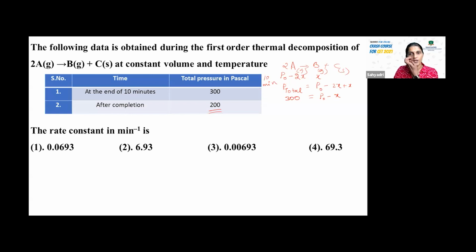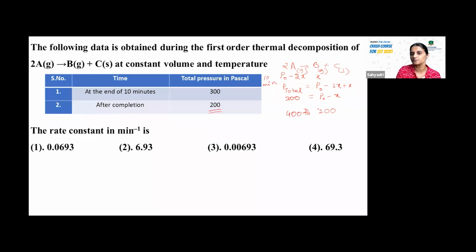After the completion, there will not be any A left. We have to assume that. So all is converted to B, and that is 200 here. If 2x Pascal react, x Pascal of B will be formed. So what should be P naught? After completion, P total is 200, so the initial pressure of A should be 400, two times.